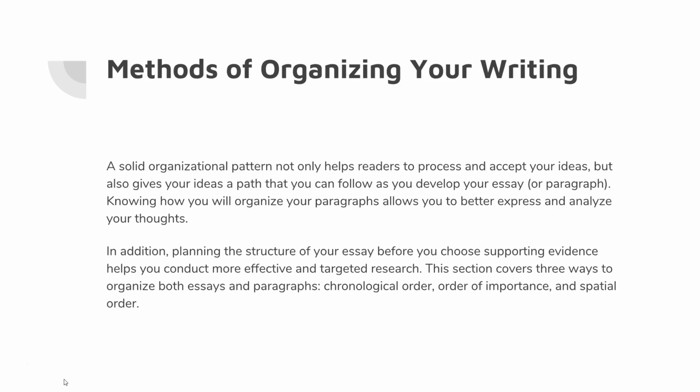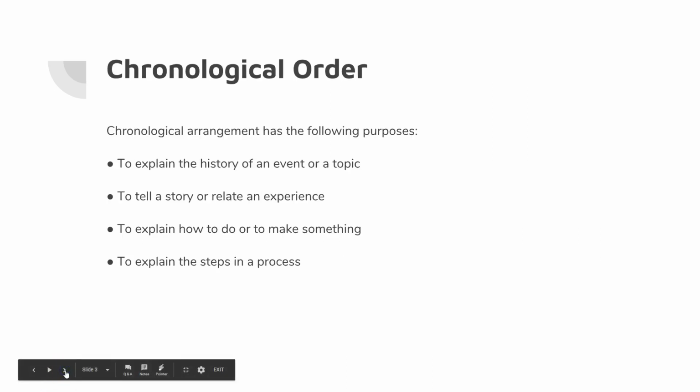Those 3 ways are chronological order, order of importance, and spatial order. For chronological arrangement, we have the following purposes. 1 is to explain the history of an event or topic. 2, to tell a story or relate an experience. 3, to explain how to do or to make something. And 4, to explain the steps in a process.